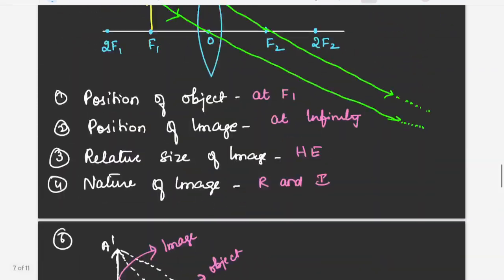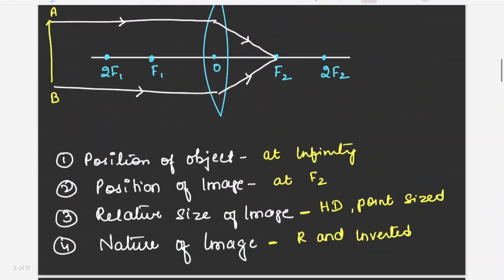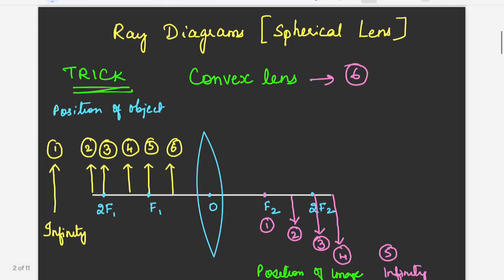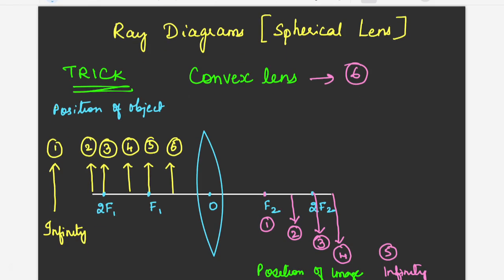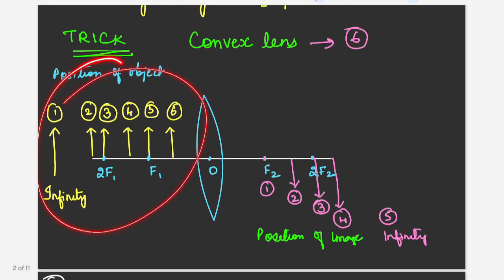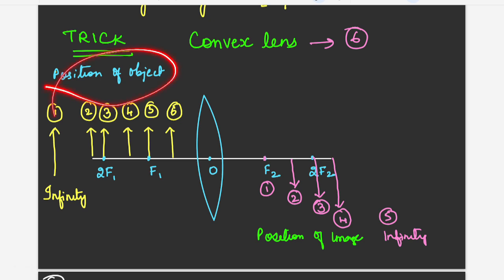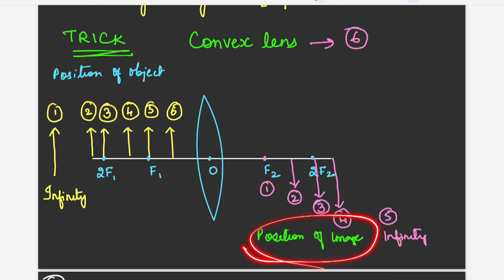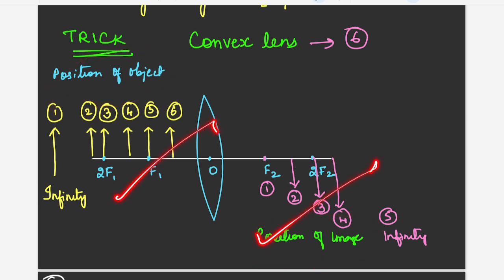So students, is that simple? Just remember, for the lens there are totally 8 ray diagrams: 6 for the convex lens and 2 for the concave lens. For the convex lens, use this trick to remember: the position of the object on one side and the position of the image. If you remember this, you can draw all the ray diagrams.